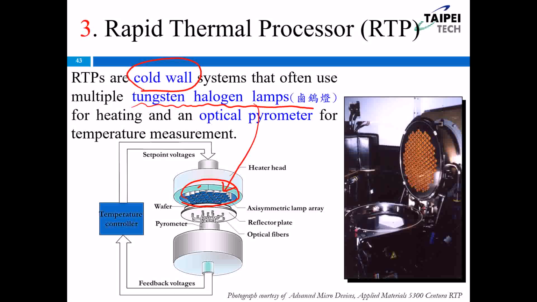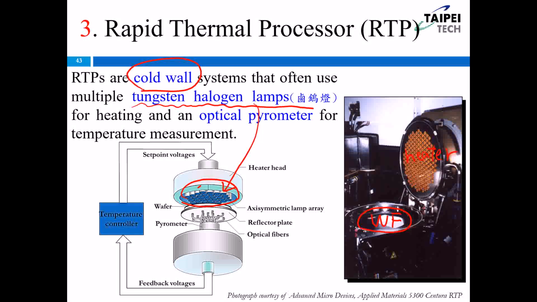So for the RTP system, they only have the high temperature here on the top of the chamber. Okay, only here is the tungsten halogen lamps. And this is the real chamber. So we put the silicon wafer here, and here is the heater, right? So heater is only on the top of the chamber here, and we put wafer here.